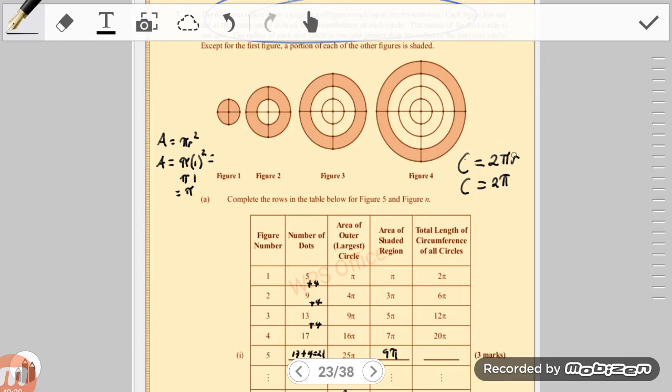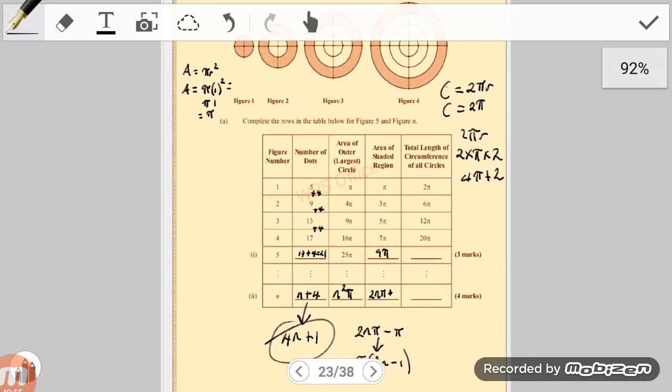Alright, so the radius is going to be 2 here, so let's test it out for this one. It's going to be 2 pi r, so that's 2 times pi times the radius, which is now 2, so that's 4 pi. So I'm getting 2 less than what is actually here. So I'm thinking that maybe I need to add 2. Alright, do you see that little investigation there?